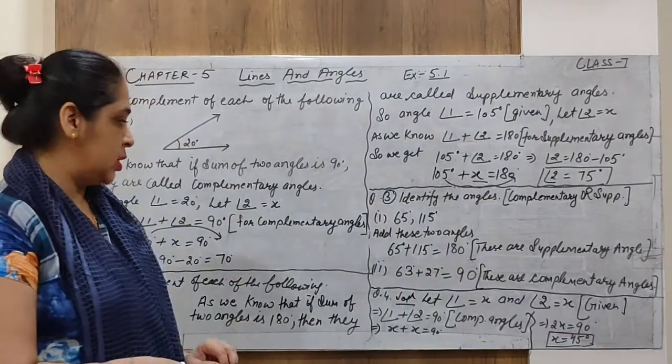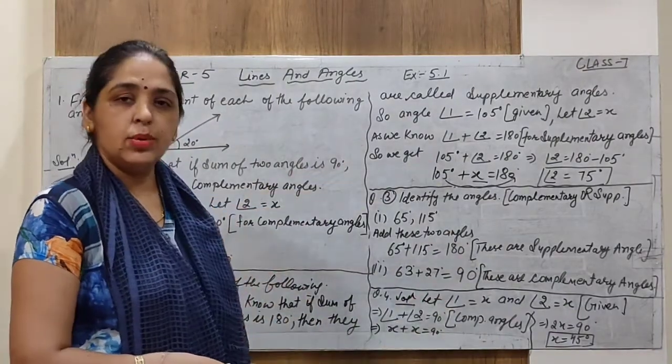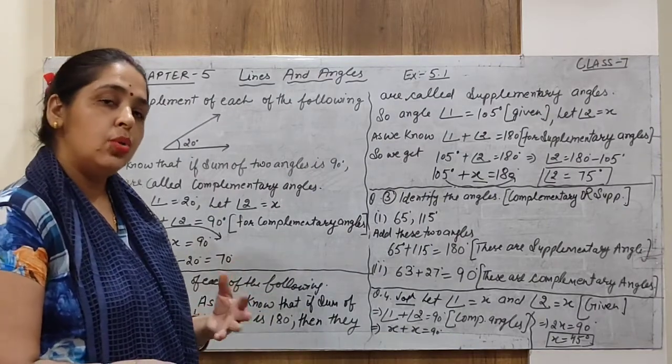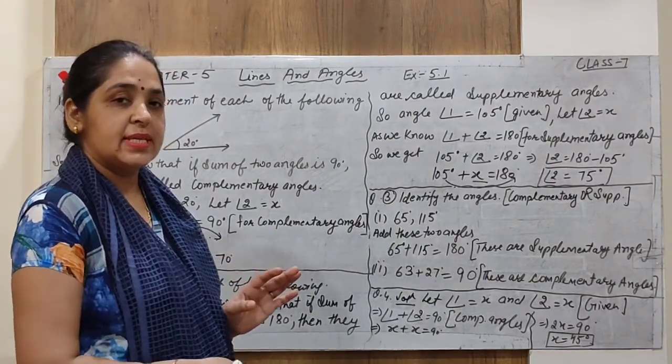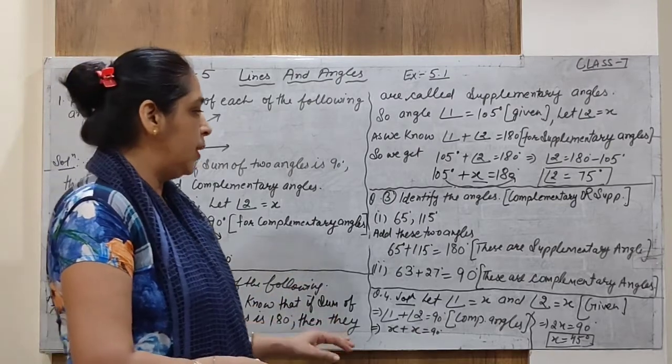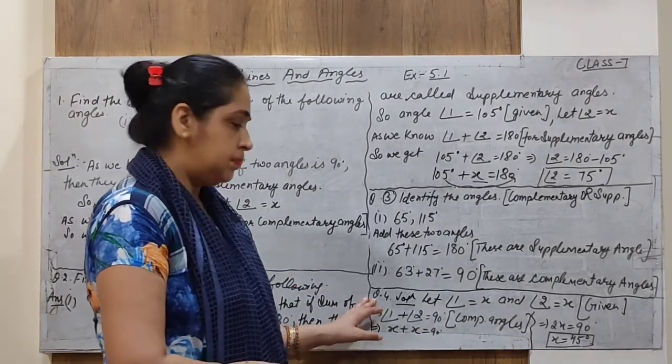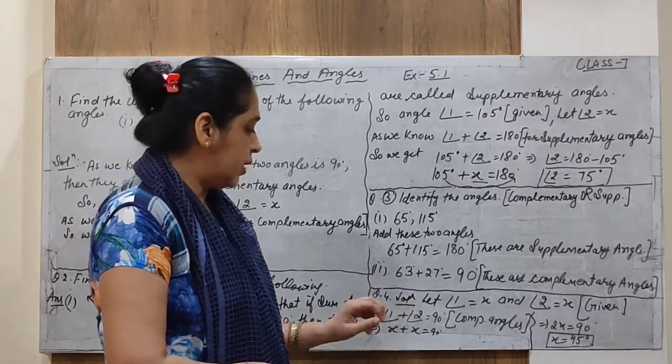Next, fourth question. In this way you can do other questions or other similar parts. In the same way you have to do all the questions of this exercise, which are based upon complementary and supplementary angles. Fourth question. Now solve this question.